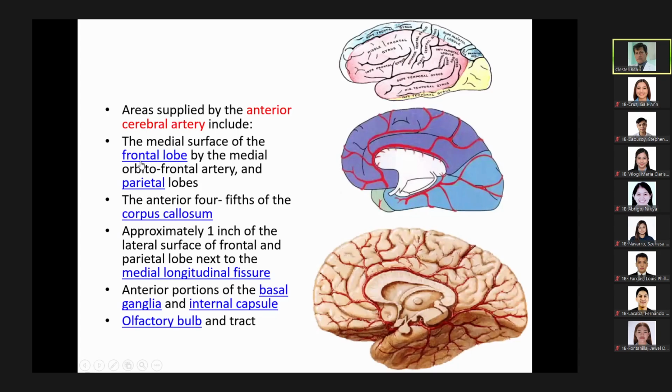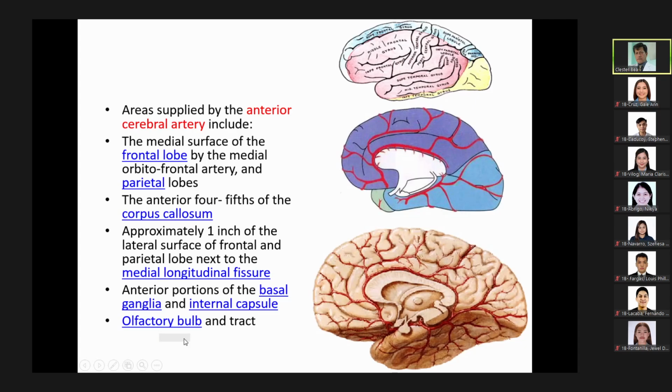So on the medial side, you will see that the anterior cerebral artery supplies the medial side of the frontal lobe, and via the medial or orbitofrontal artery, it also supplies partly your parietal lobe on the medial side. Through these branches of the anterior cerebral artery, it will also supply your corpus callosum. This white structure here is a commissural type of white matter, connecting the left side of the cerebral cortex to the right. So four-fifths of the anterior part of your corpus callosum derives its blood supply from the anterior cerebral artery.